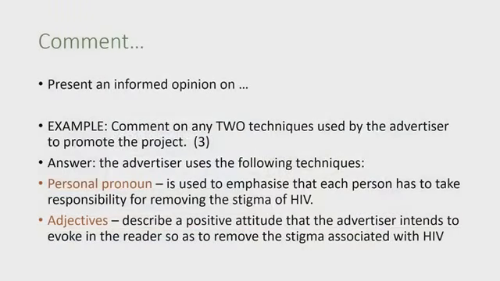So if we go back and we look at what the techniques are, some of the techniques they've used is, the first one is personal pronoun. A personal pronoun is the I in the text. I am passionate. I am HIV neutral. They've used that I, and it's used to emphasize that each person has to take responsibility for removing the stigma of HIV. This is not just somebody somewhere out there doing it. This is me. I must do it.